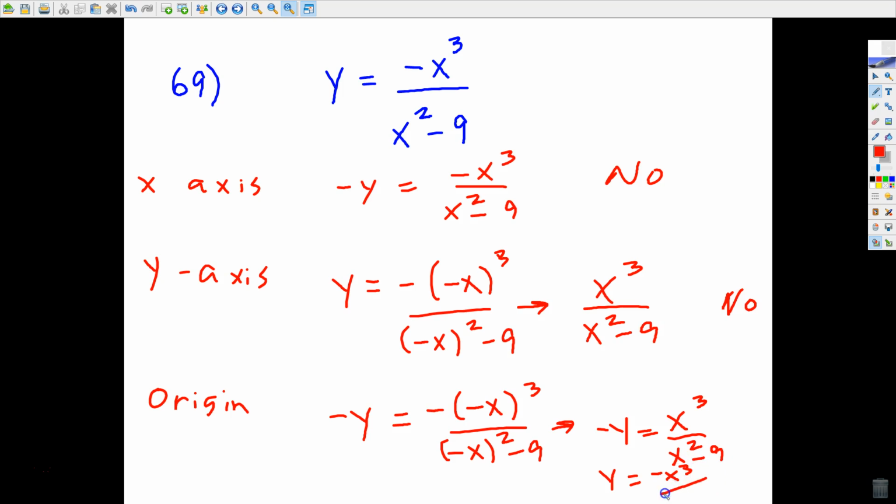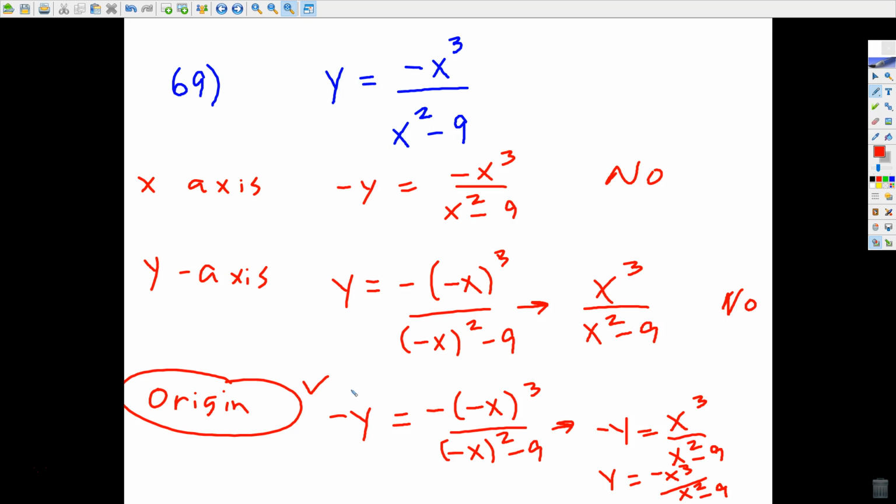Sorry, I'm scrunching down on my board. So are we back to the original? Sure are. So we've proven that the only type of symmetry that occurs for this one would be origin symmetry.